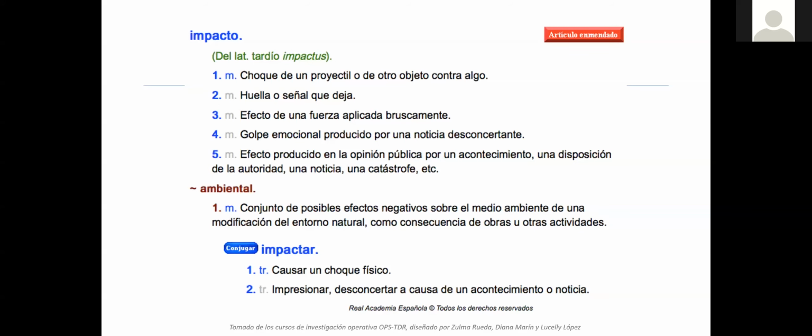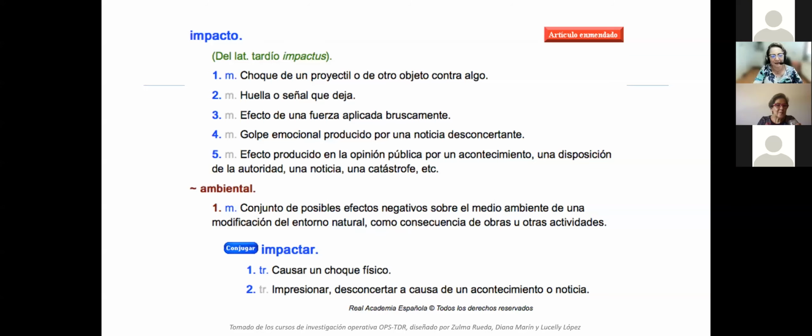However, the impact, which is the other word that we will see, comes from the Latin impactus, that talks about a footprint, an imprint that is marked on us. And it's the effect of an event. It can be an effect produced by public opinion of an event or by intervention of the authority, a news, a catastrophe. And this is limited in space: local, national, global.